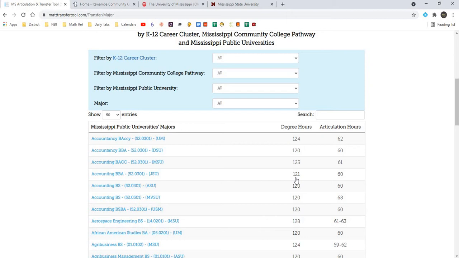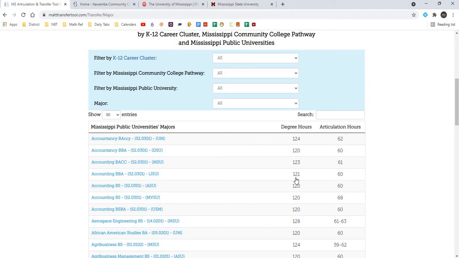Now, a typical college class is either 3 or 4 hours. There are some exceptions, but most classes are 3 or 4 hours. A lot of your science with lab is going to be a 3-hour lecture and a 1-hour lab. Again, there are some variations. That's just the most common.